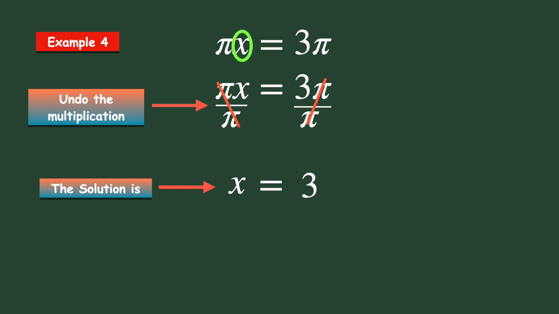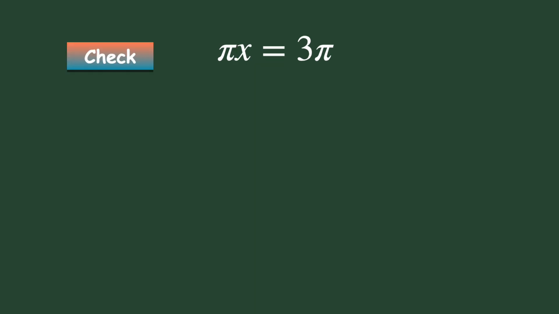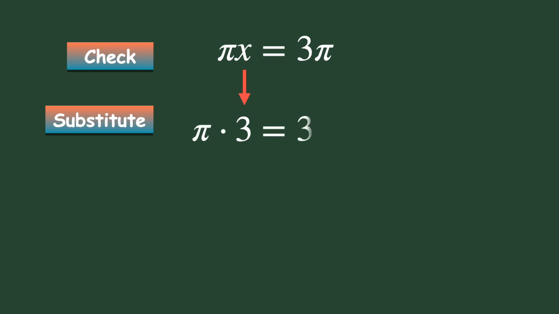All we have left to do is to check this solution. We will substitute our solution of 3 in place of x, then bring down the rest of this equation. Now we just multiply pi times 3, which equals 3 pi, and bring down the 3 pi from the right side, and we can see that our equation is in balance and our solution of x equals 3 is correct.